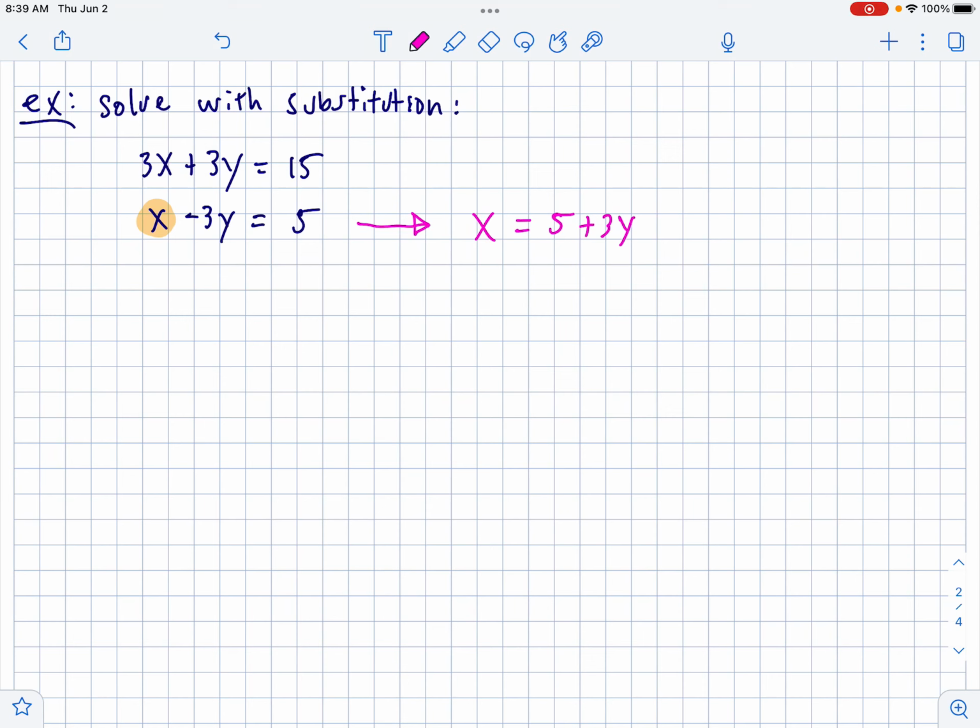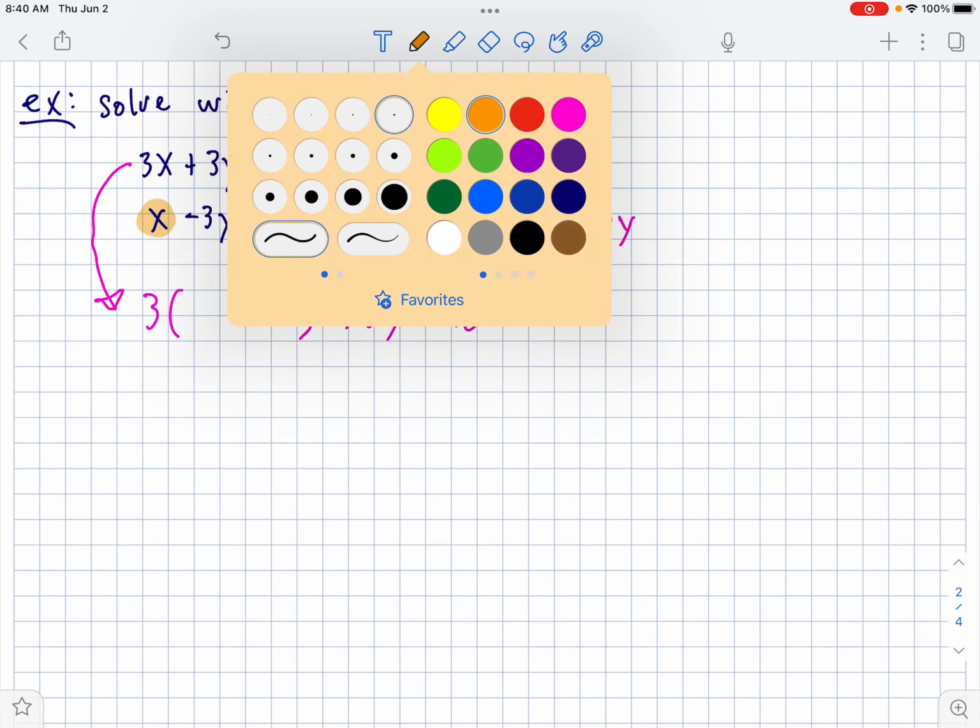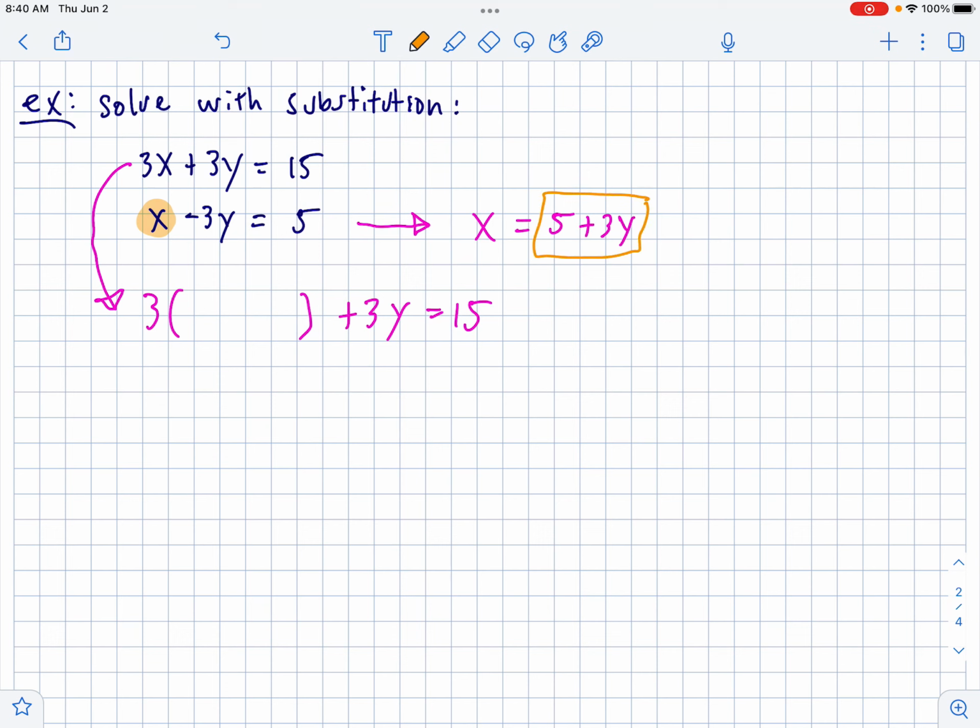Then we will take this top equation and rewrite it, but instead of x, I will leave a big gap there because we're going to substitute in the 5 plus 3y. So you leave your gap, and then this part right here gets plugged into this spot. So you're replacing the x with 5 plus 3y.